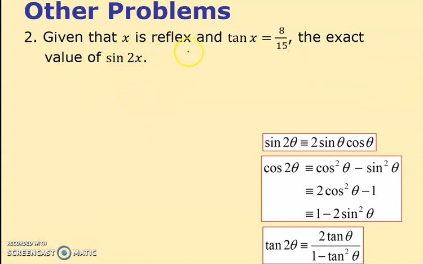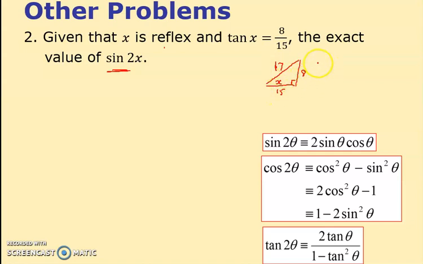Given that x is reflex and tan x is 8/15, I wonder if there's a quick way of doing this as well. I suppose that this time I want sine 2x. I am going to use this formula. So tan x is 8/15. We'll ignore the reflex for a moment. Tan x is 8/15, so using SOHCAHTOA, 8/15. And that's my x this time. Actually, this is a Pythagorean triple, 8, 15, 17. You can again work it out using Pythagoras, using pluses this time.